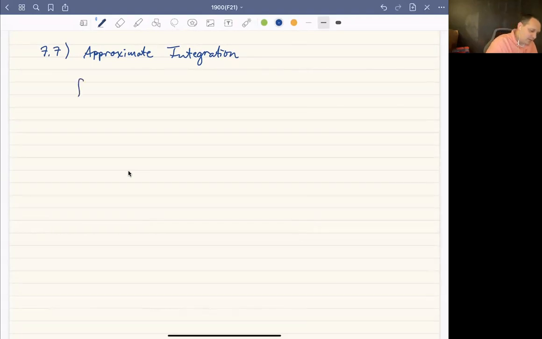So for example, if I look at the integral of e to the x squared from 0 to 1, there is no elementary function whose derivative is e to the x squared. So we can't find its antiderivative. When I say elementary function, I mean all the usual suspects: polynomials, logs, exponentials, trig functions, inverse trig functions, hyperbolic trig functions. All of the usual functions that you work with are called elementary functions. And there's no elementary function whose derivative is e to the x squared.